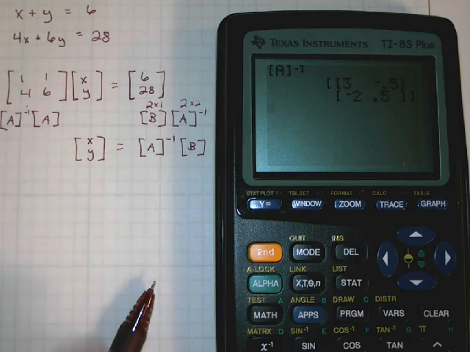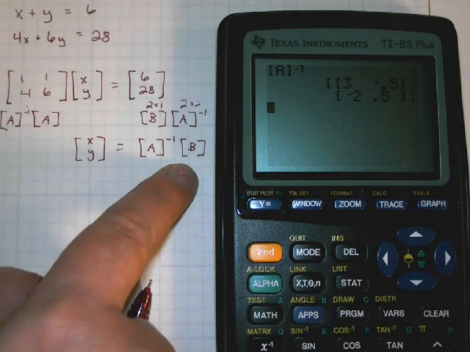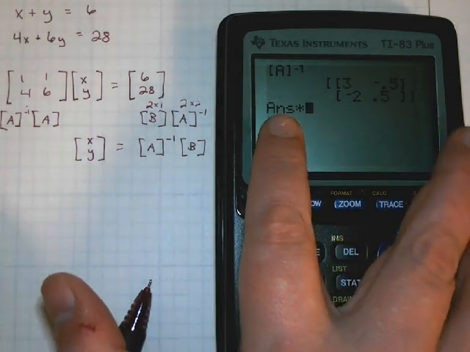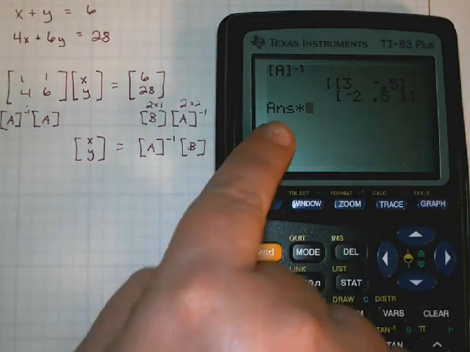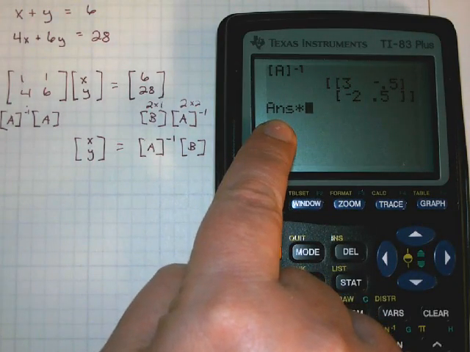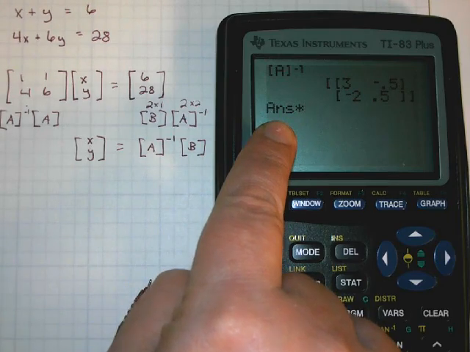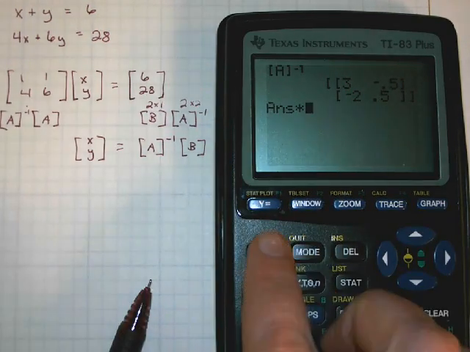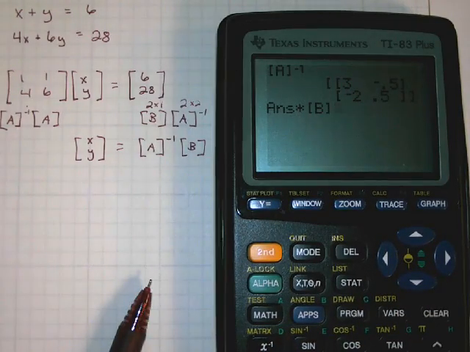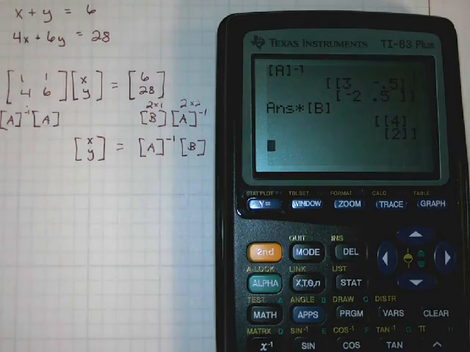Instead, all I need to do, because I'm taking that inverse times matrix B, is hit the multiplication button, which gives me this ANS. It means that this matrix is being carried down and is sitting right here for answer. It takes that previous answer and holds it for us. So now I'm going to do answer times matrix B, and I'm going to hit enter, and I get the matrix 4, 2.